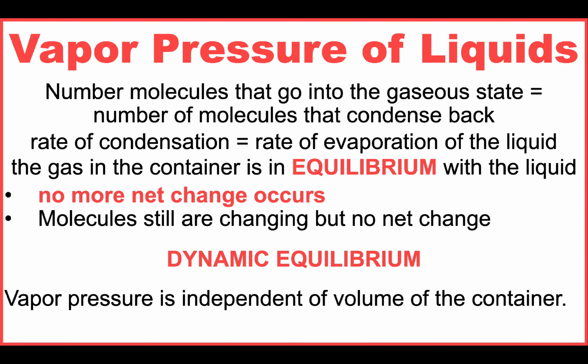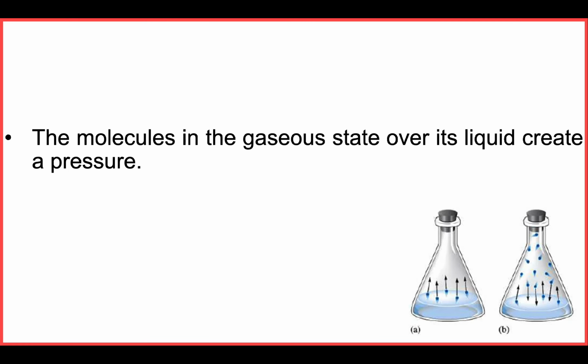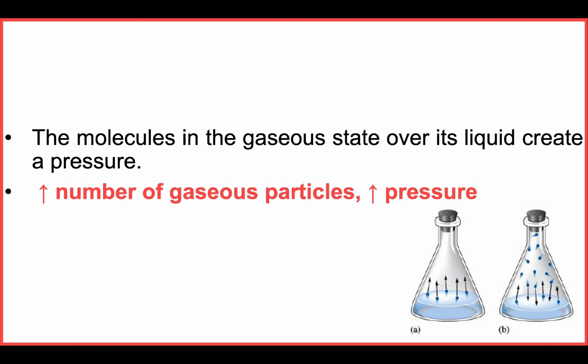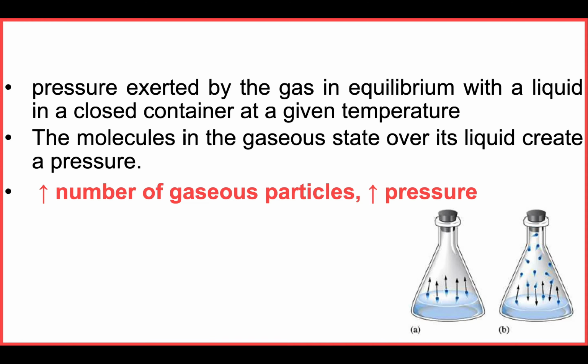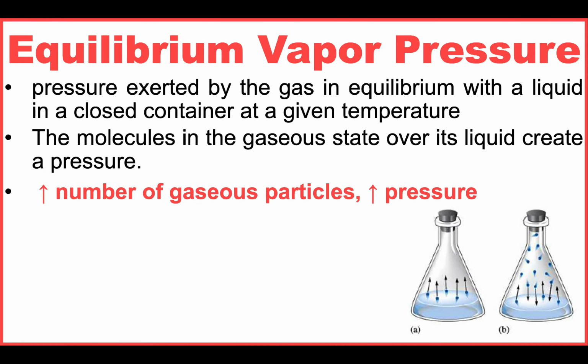Now, like any gas sample, the molecules in the gaseous state over the liquid create pressure. And of course, the greater the number of gaseous particles, the greater the pressure exerted by the gas. So this is one of the relationships between variables that describe a gas, if you remember from our previous video. Now, the pressure exerted by gas in equilibrium with the liquid in a closed container at a given temperature is called equilibrium vapor pressure, or simply vapor pressure.